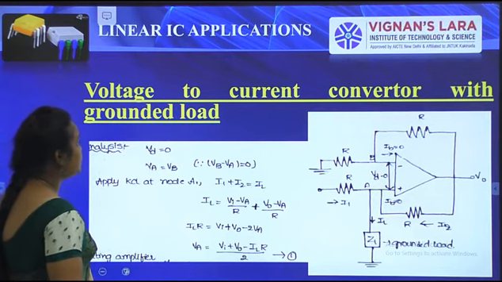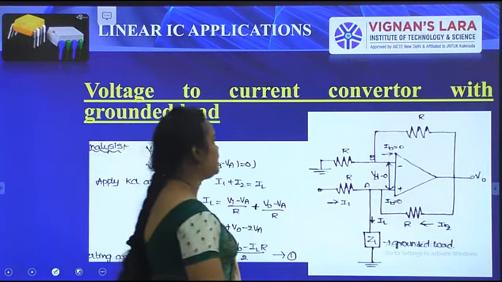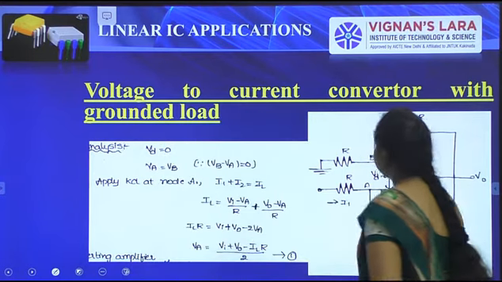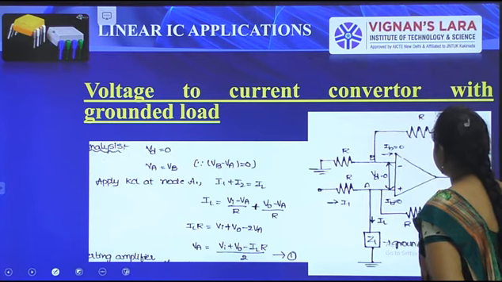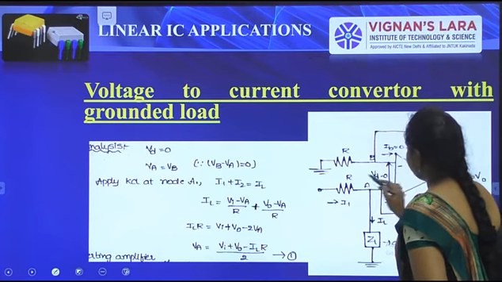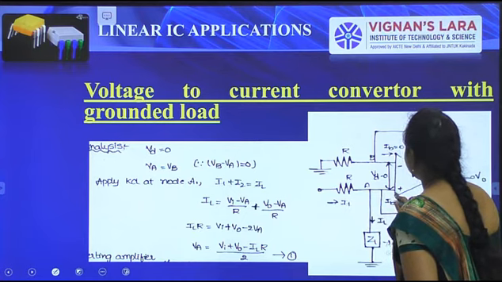Now the voltage to current converter with a grounded load. This is the network of the voltage to current converter with a grounded load. Here the input is given to the resistor R, and I1 is the current flowing through the non-inverting terminal.